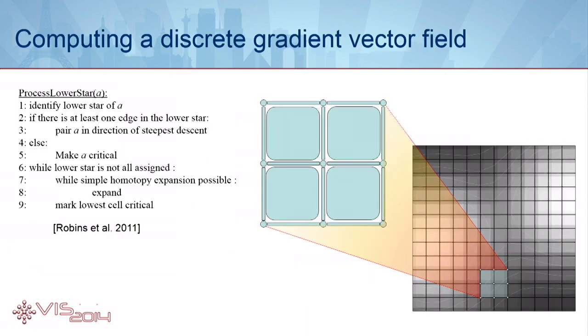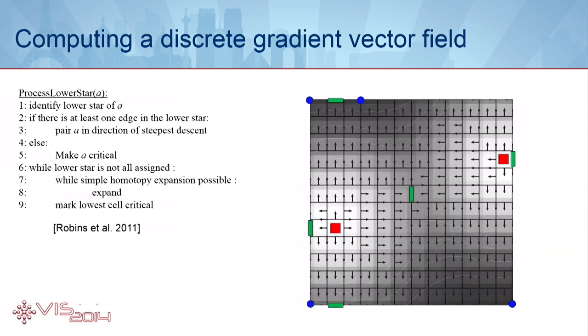Well, first, how do you compute a discrete gradient vector field at all? This is a very broad summary of Robins' algorithm. Basically, you take a vertex, and you apply this to every vertex in parallel, or however you want to. You identify its lower star, that is the cells for which it is the highest vertex. You pick a direction and you pair. You create a gradient arrow, and then you perform simple homotopy type expansions to fill in the rest of the space around that pair you just created. And if you do this everywhere, you get a discrete gradient vector field.